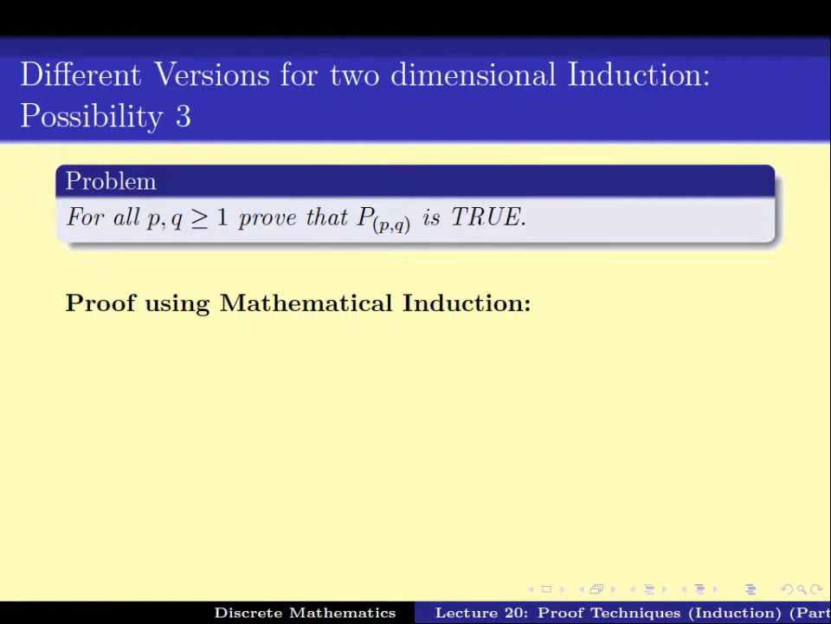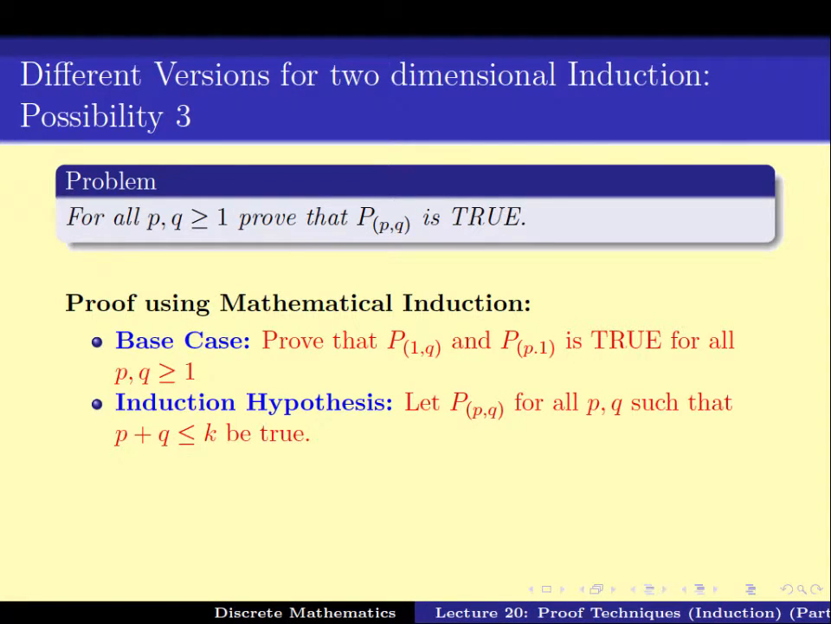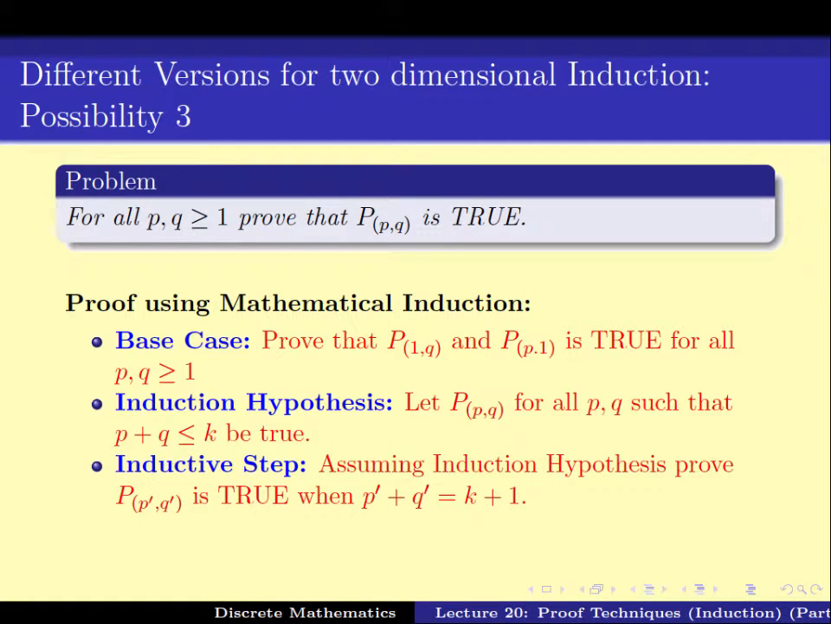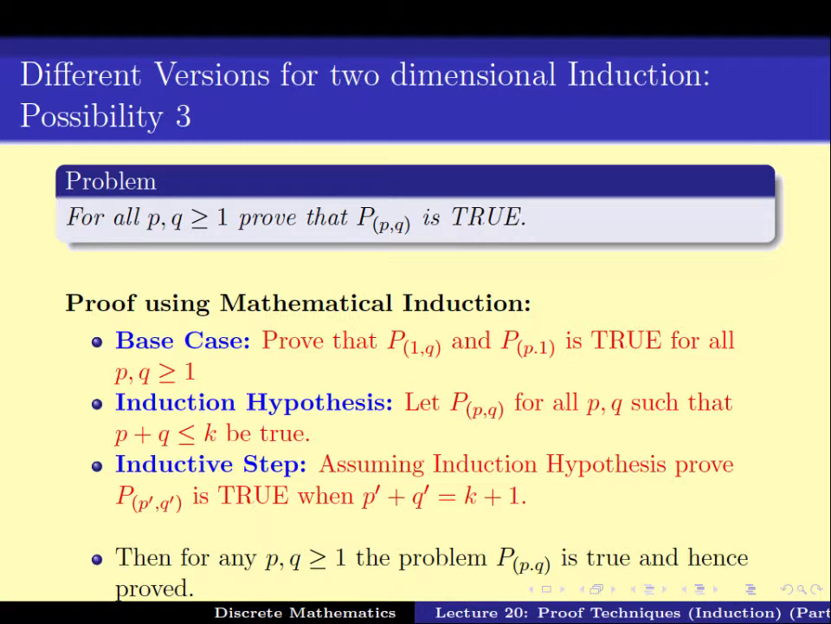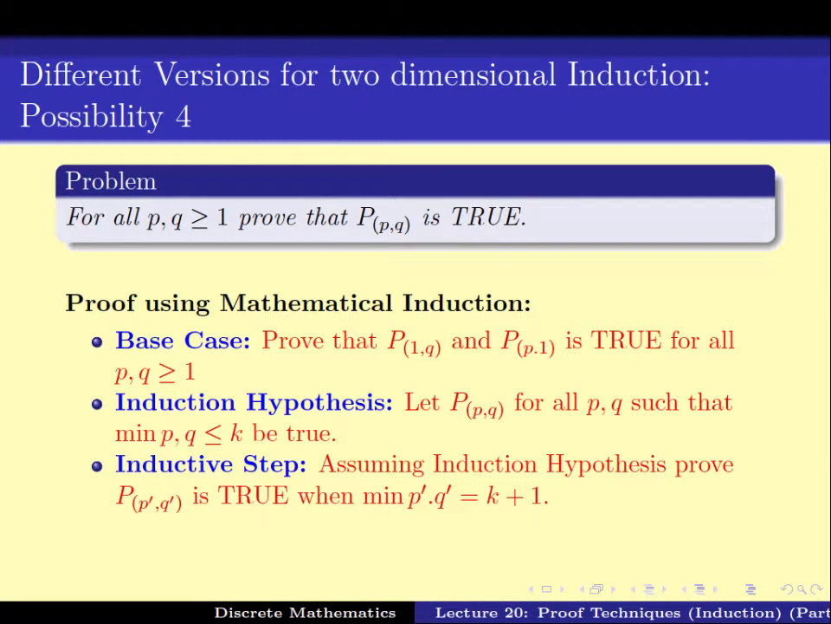A third version that we saw an application of last class was again with the same base case, but where we induct not on P or Q but on P plus Q. In other words, if P plus Q is less than K, then it is true. Then can we prove that if P prime plus Q prime is K plus 1, then it is true. So here we induct on P plus Q, and again this shows that it can be a valid induction hypothesis or version of induction. There is one more that we saw where we look at the minimum of P, Q and we induct on the minimum of P, Q.